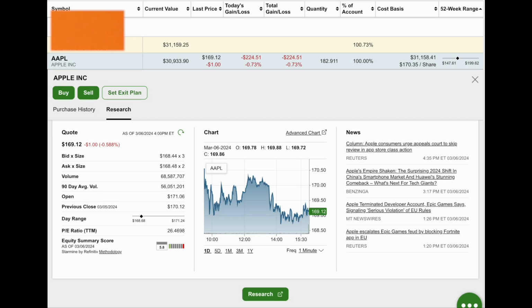All right, guys, so here it is. Here's my position in Apple. Purchased 182.9 shares at 170.35. My plan is to swing trade this back to 180. I'll show you on the Fidelity chart why I'm thinking this, where support is, where resistance is. So let's get right into it.